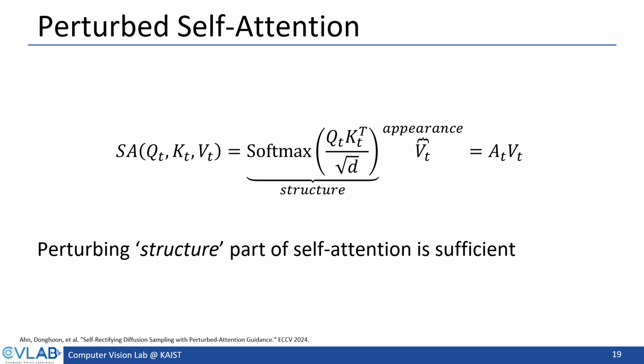The simplest way is to skip self-attention entirely, leaving just the residual, but this deviates samples too far from the original image. Recent research showed that the self-attention map contains structural information, while the value holds appearance. Since we want to keep the appearance and only disrupt the structure, we apply the perturbation to the self-attention map.